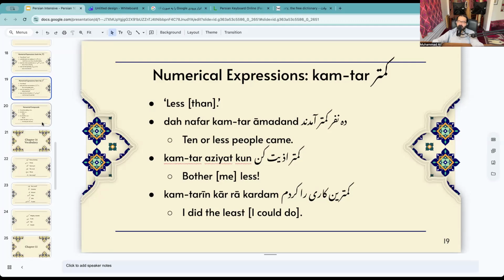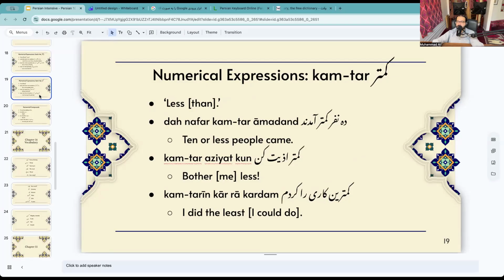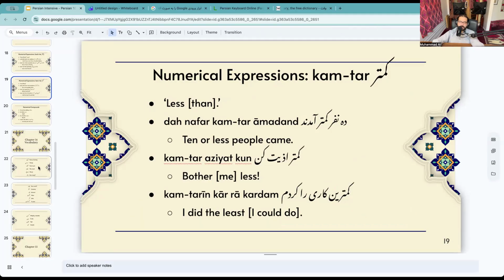Kamtarin kari ra kardam. And these can also be added to in. You could have bish, bishtar, bishtarin. Now in this case, there weren't any examples. Maybe I could have added one. Kamtarin kari ra kardam. So the very least is what this means. So kam is less, kamtar is less, kamtarin is the least. The very least, a deed, I did. I did the least I could do.